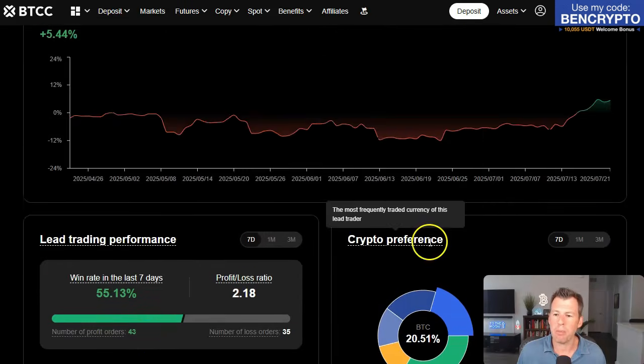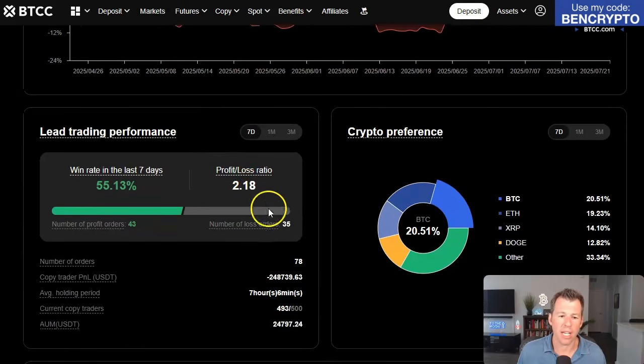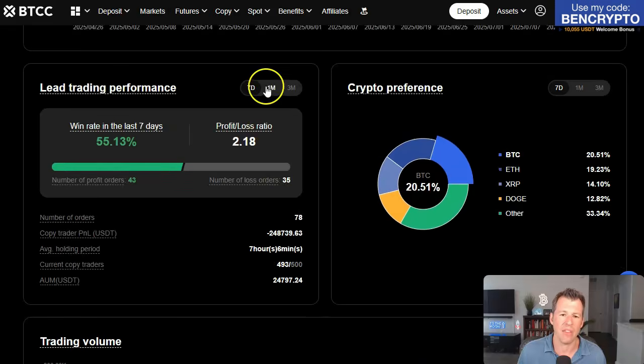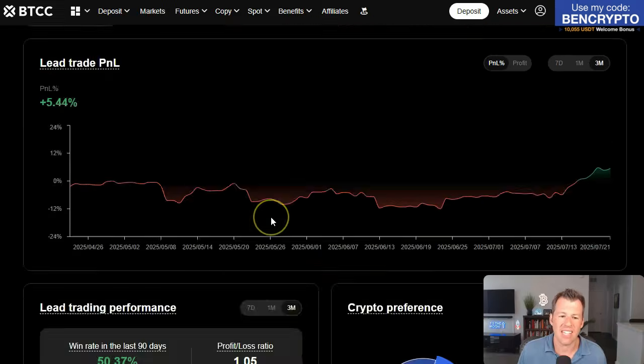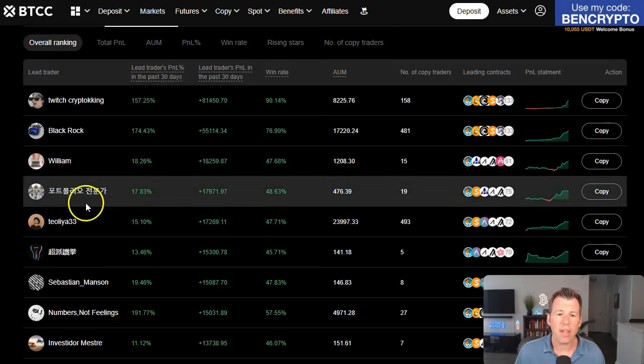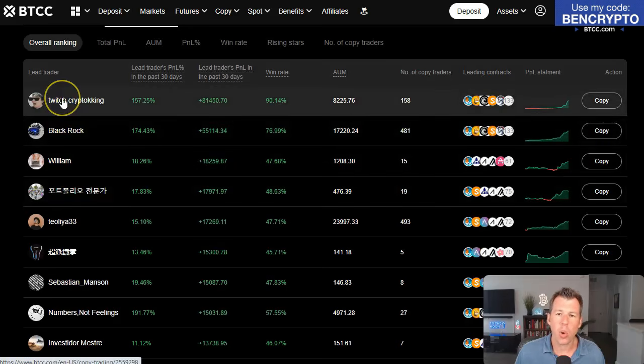And then look down here. Even though his P&L overall is in the green, the copy traders' P&L, the P&L of all the copy traders copy trading him, they are down big time, 248%. And additionally, his win rate overall, 3 months, is 50%. That's just not that great. And then a 50% profit sharing ratio. That means 50% of the profits you make from copy trading him go to him. Usually it's 10, so that's higher than normal. That's a disadvantage. So now we have it narrowed down to BlackRock and Twitch Crypto King.